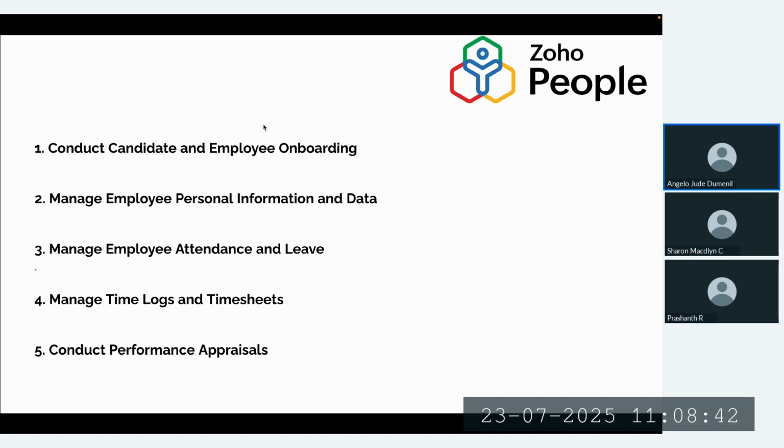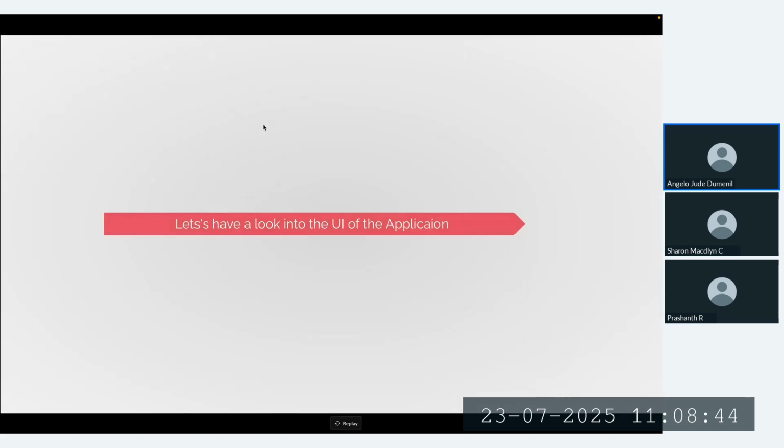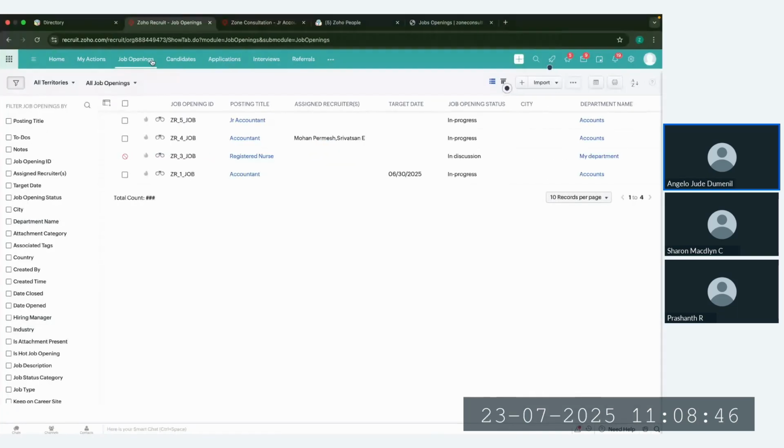And let's move on to the application's user interface. So this would be the user interface of Zoho Recruit. When you start your publishing journey, you would be accessing the job openings module. This module is very important for recruiters to start publishing the job openings across the career site as well as multiple job boards. You can click on the plus icon at the top to create a job posting manually, or also import them by means of an Excel or a CSV file.